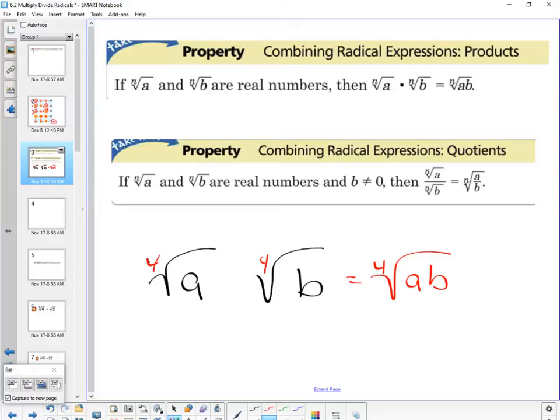Let me show you with a number. Let's do the third root. If I had the third root of 4 multiplied by the third root of 3, then that becomes the third root of 12. Absolutely. Okay?